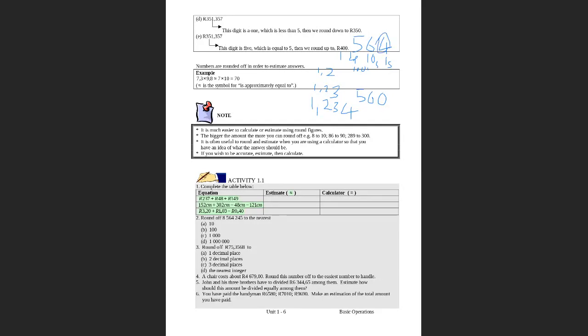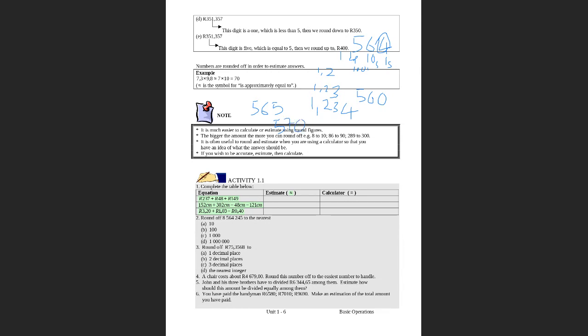But if the number here is 5 or more, for example, if it's like this, 565, the nearest 10 is going to be 570. You add 1 here.